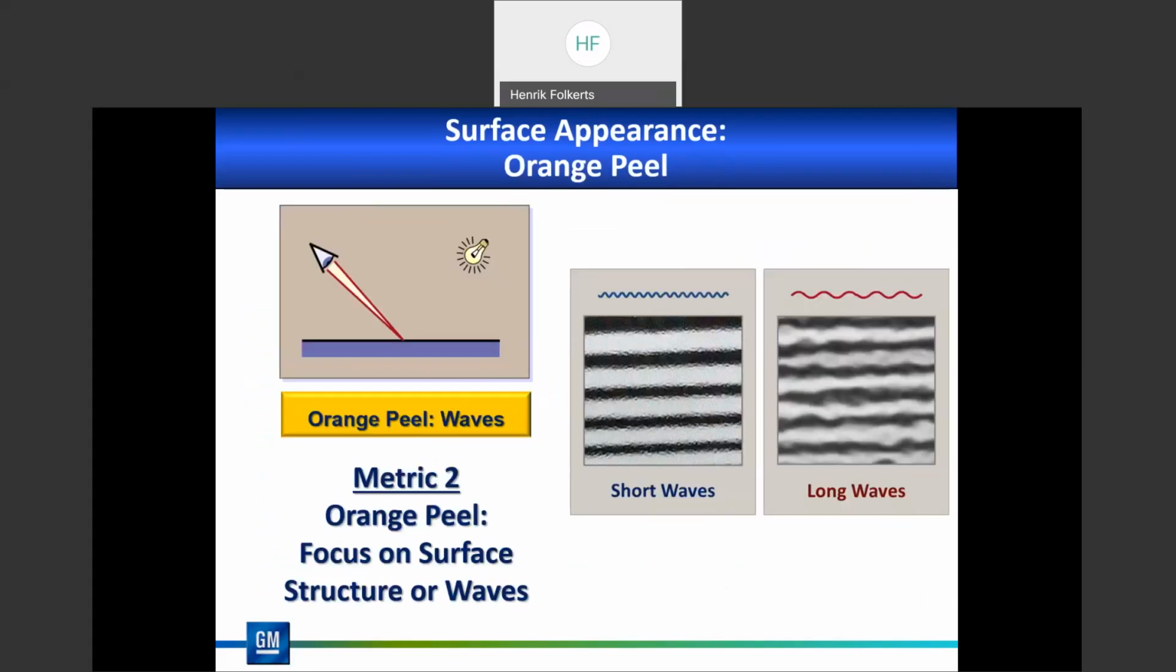All right, so if we look at these two pictures, the short waves, like I talked about, you're really seeing very small structures, and the long waves are the longer or the bigger wavelengths. And again, you don't want to do gloss measurements on these type of materials because you're not going to get all the individual waves that you need.